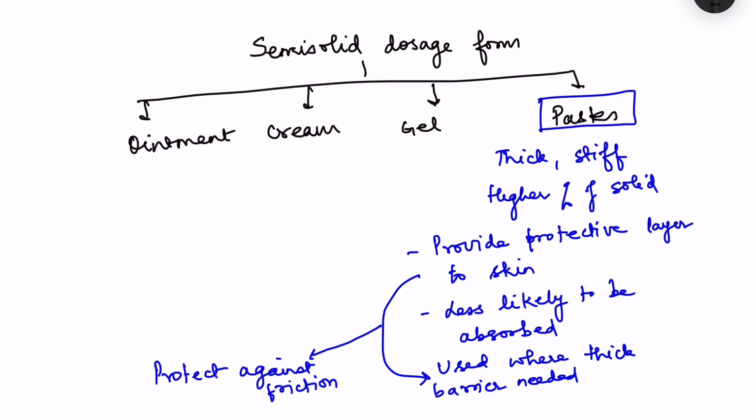Pastes are thick, stiff and have a higher percentage of solids. These pastes can also be applied on the skin where they form a protective layer, and sometimes they can help absorb secretions from oozing lesions, and they also reduce friction and irritation on the skin. For example, zinc oxide paste can be used for diaper rash, where diaper rash occurs because of friction on the skin. So that protects against the friction.